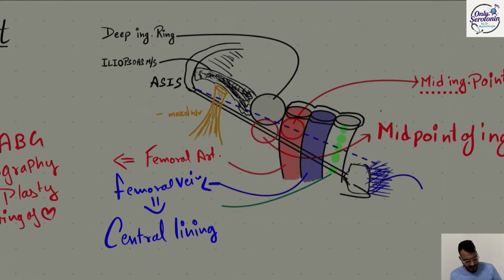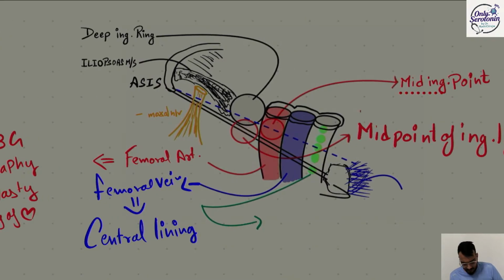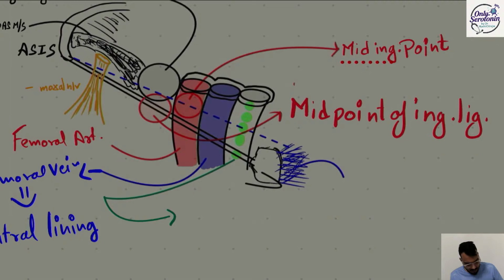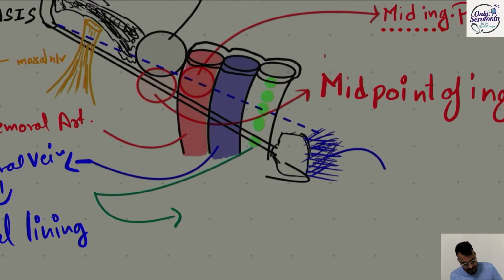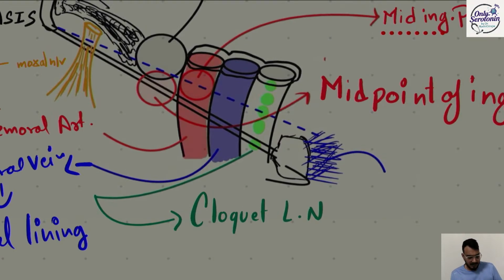Then the next thing which we have here, the green colored thing, what is this, guys? This is our femoral canal. In this place we have lymph nodes, and these lymph nodes are known as Cloquet lymph nodes. Cloquet lymph nodes are present from the femoral ring until the saphenous opening. So these Cloquet lymph nodes are also going to be one of the contents of the saphenous opening.